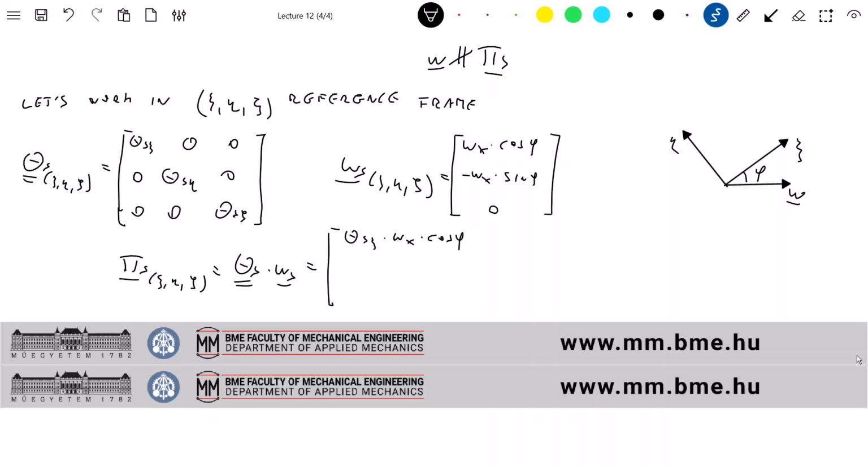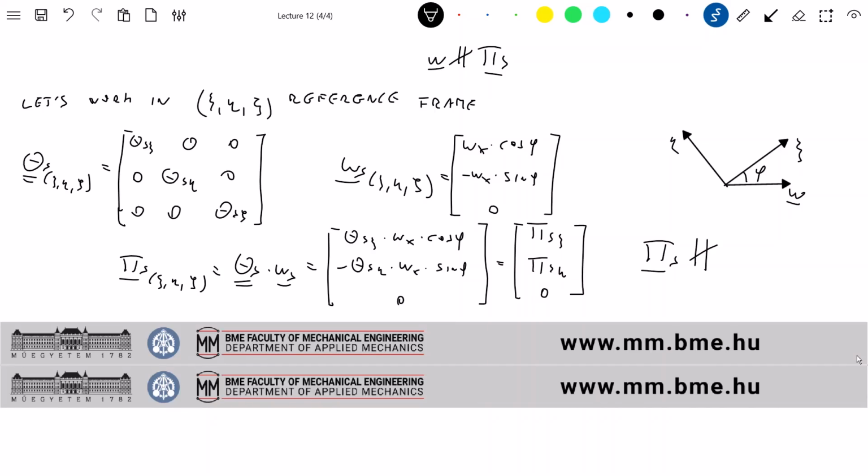Then here we have this times this, so we have minus theta s eta times omega x times sine of phi, and then 0. Okay, and we call this pi s psi, pi s eta, and 0. Now you see immediately from here that pi s is not parallel to omega.